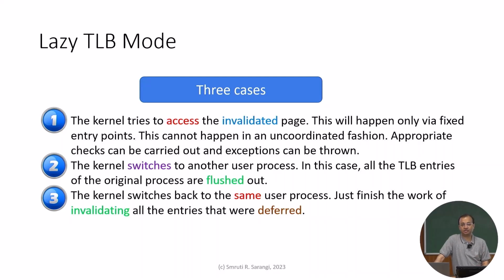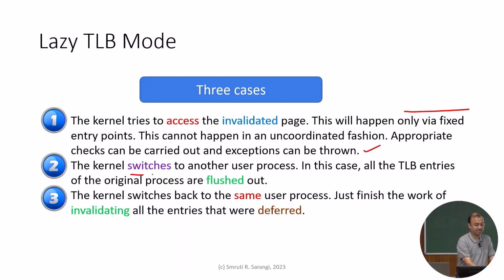Let's focus on what the kernel will do when it gets control. There are three cases. The first case is that the kernel does its own work and then it tries to access the invalidated page which is in user space. How will this happen? The kernel just cannot access an invalidated page in user space just like that. There are no interfaces or entry points via which the kernel accesses, meaning that whenever you access a user page, there are only two functions, copy from user and copy to user. That is how the kernel will access some page in the user space. These functions, copy from and copy to, can be overloaded to check if there is any deferred invalidation work. If there is any deferred invalidation work, then those pages can be invalidated at that point of time. Correct? And then the access can go through.